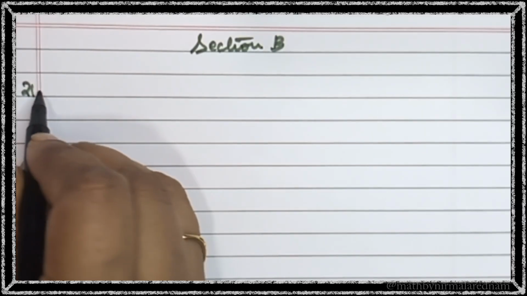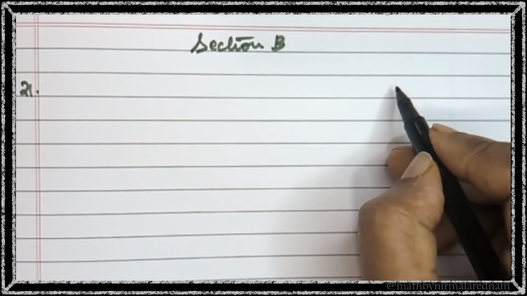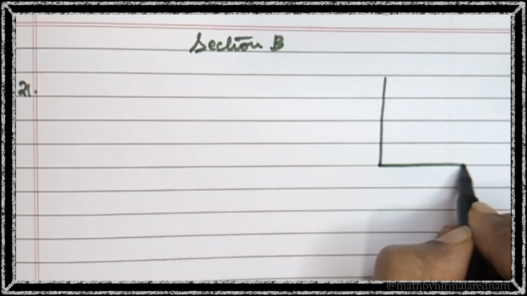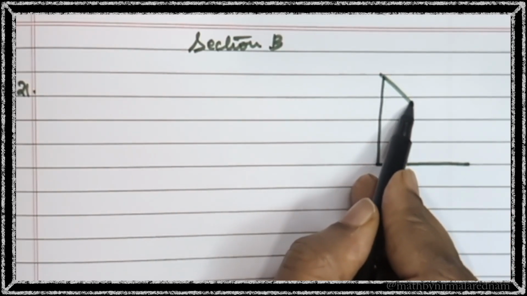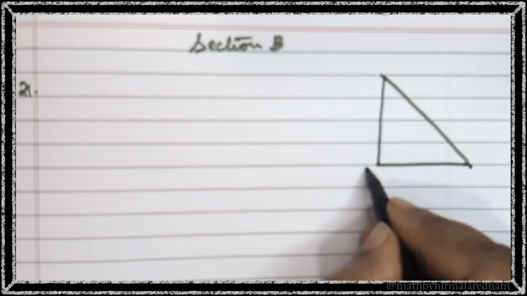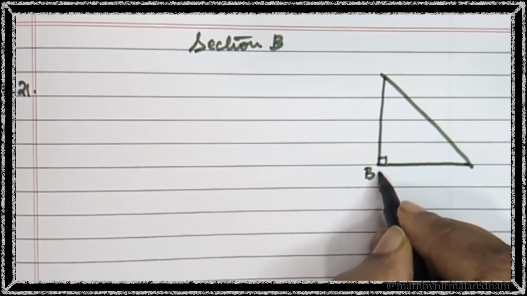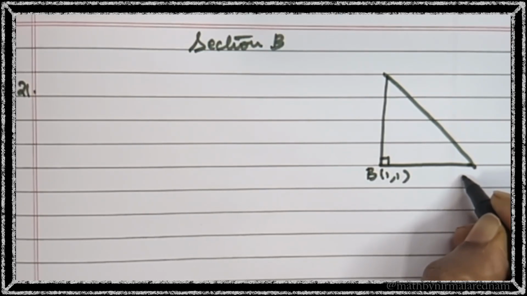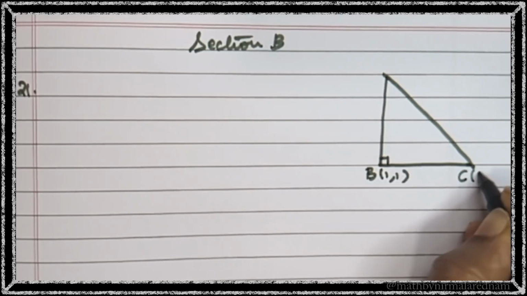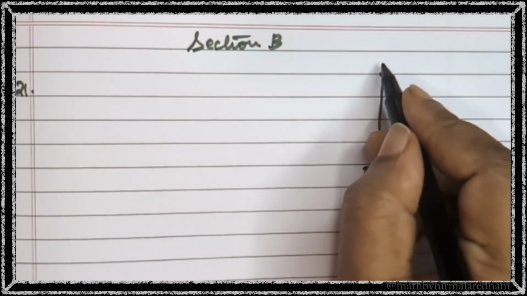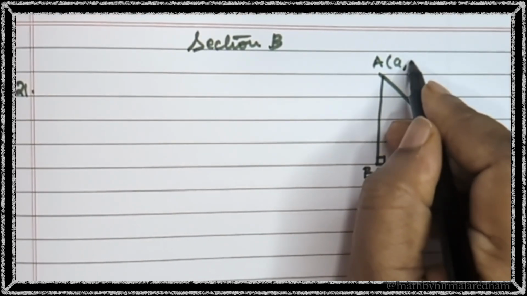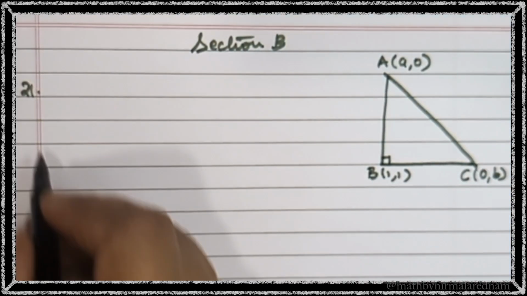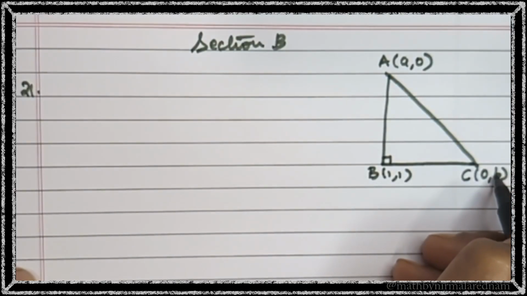21st question. Okay. I'm going to draw a right angle triangle. Right angle at B, right? It's given as 1, 1 and A is given as A, 0 and B is given as 0, B, right? Now, I want a relation between these two variables A and B.